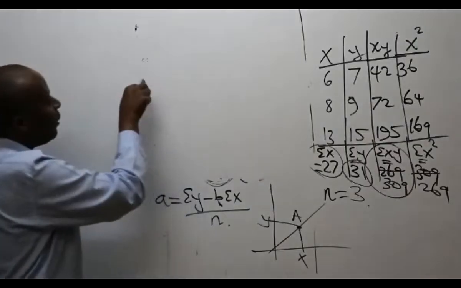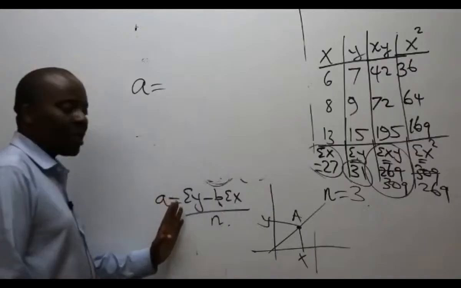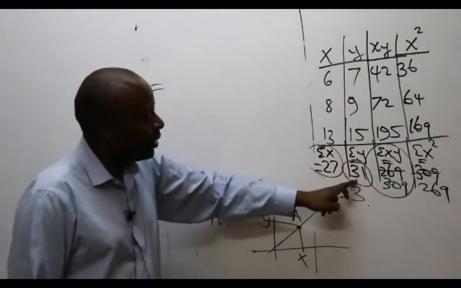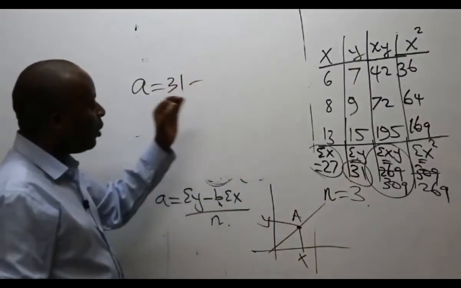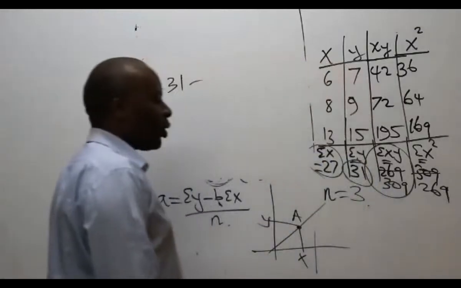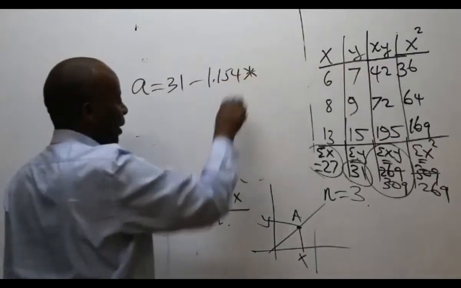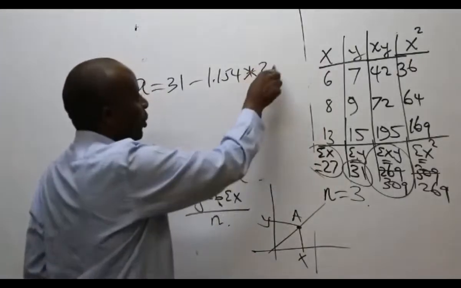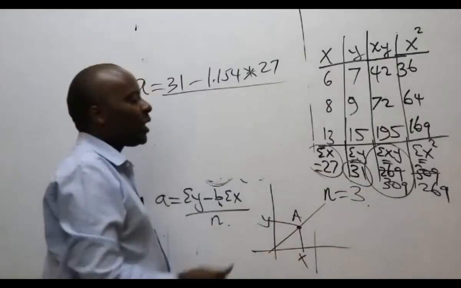So please come and give me the value of A. How do we get A? To get A, we are taking summation of Y. Summation of Y is here. It is 31 minus the value of B that we got. The value of B that we got, ladies and gentlemen, was 1.154 times summation of X. Summation of X happens to be what here, somebody? 27. Everything is divided by N, which is 3.